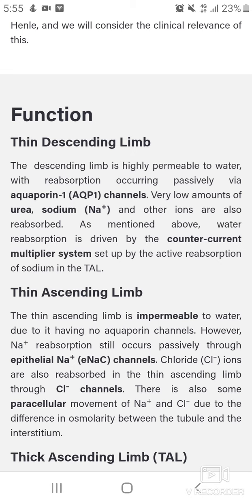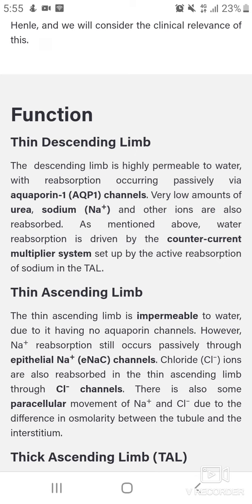Next, the thin ascending limb. The thin ascending limb is impermeable to water due to having no aquaporin channels. However, Na+ reabsorption still occurs passively through epithelial Na+ channels. Chloride ions are also reabsorbed in the thin ascending limb through Cl- channels. There is also some paracellular movement of Na+ and Cl- due to the difference in osmolarity between the tubule and the interstitium.